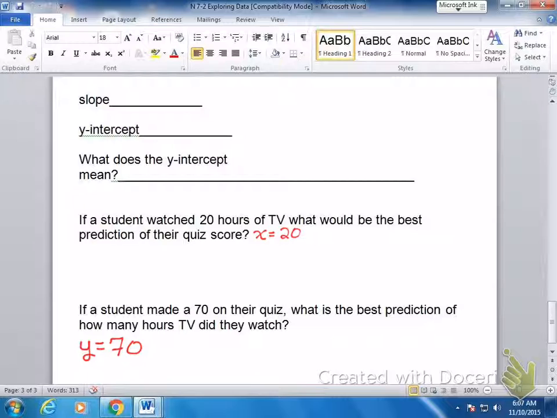Now, you can do all the work yourself, guys. We've seen it several times. If you did the first one right, you should have gotten, if they watched 20 hours, they should make a 60 on the quiz. If you did the next one right, you would put 70 in for y and solve for x. You should have gotten x equaled 13 hours. So hopefully that helps out, guys. If you have any questions, again, come and ask me in class.